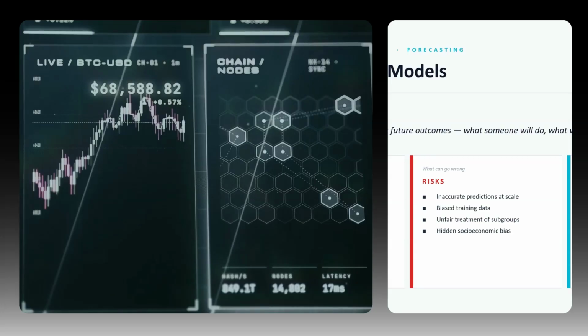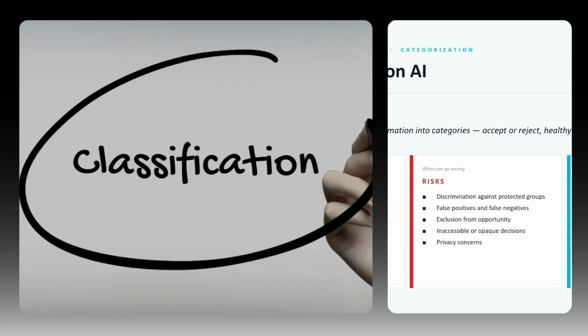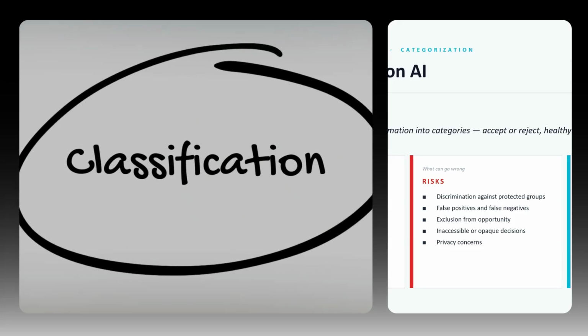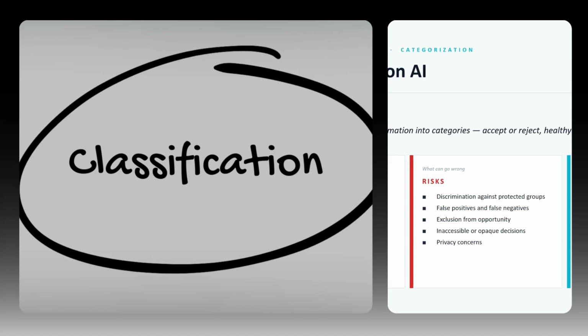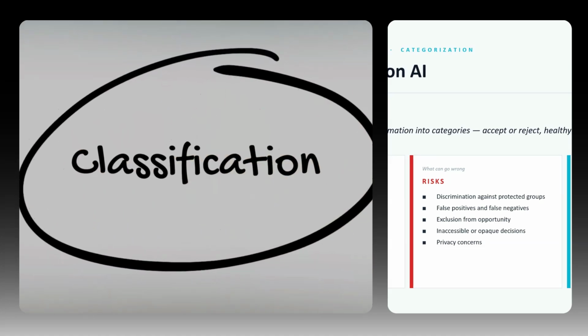The past is not always the future you want to create. Each type of AI system is classification. Sounds dry, right? It's actually one of the most consequential categories. A classification model puts things into buckets: yes or no, pass or fail, match or no match.